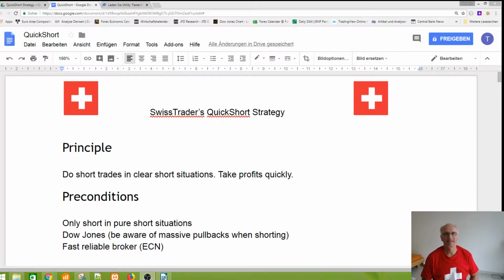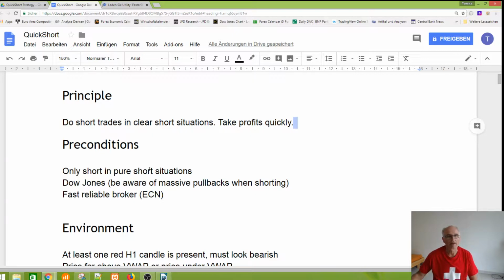I just show you my quick short strategy, and it is a strategy where you short very quickly, only movements, no trends. The principle is you just have to have clear short situation, and you take the profits very quickly. The preconditions are you have clear short situations.